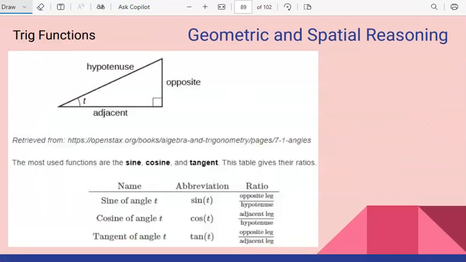Trig functions. We have a right triangle. The side opposite to angle T is called the opposite side. The longest side is the hypotenuse, and the adjacent side to T is this side right here.